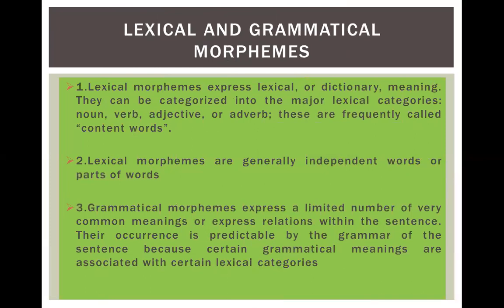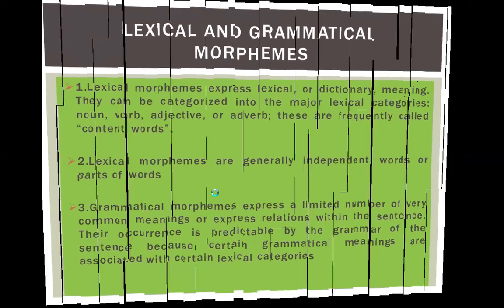Lexical morphemes express lexical or dictionary meaning. They can be categorized into the major lexical categories: noun, verb, adjective, or adverb. These are frequently called content words. And lexical morphemes are generally independent words or parts of words. When it comes to grammatical morphemes, they express a limited number of very common meanings or express relations within the sentence. Their occurrence is predictable by the grammar of the sentence because certain grammatical meanings are associated with certain lexical categories.